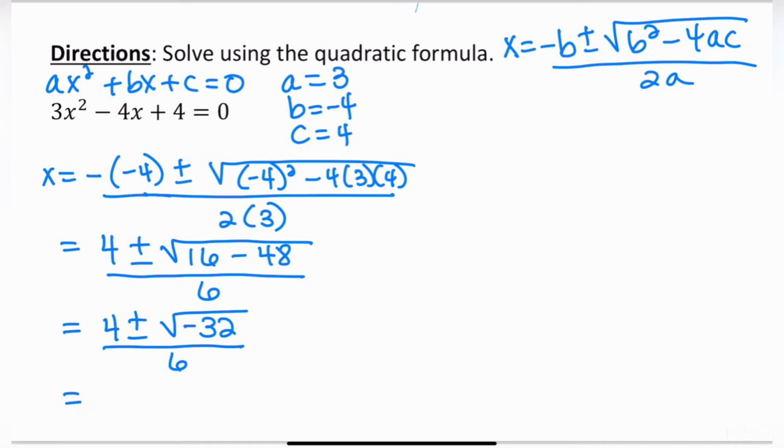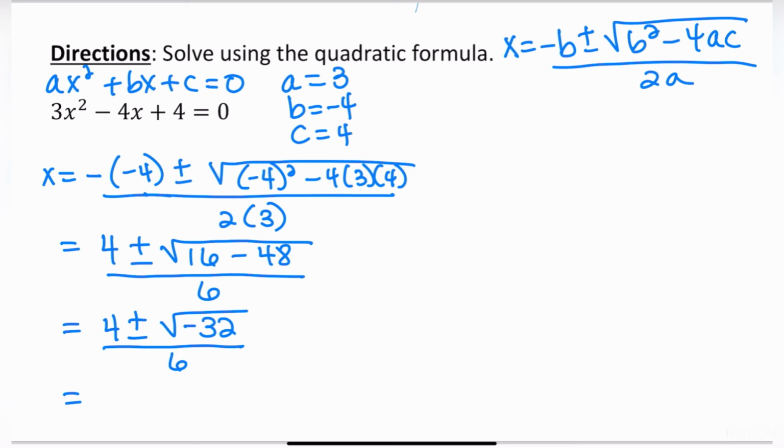So the radical negative 32, at this point you realize I cannot take the square root of negative 32. This is going to be an imaginary solution. Depending on how far you are in your algebra class or whatever class it is that you're taking, if you have not done complex numbers or imaginary numbers, then right now you would just say that there is no real solution. But if you have learned imaginary numbers, then you're going to have to break down that radical negative 32.